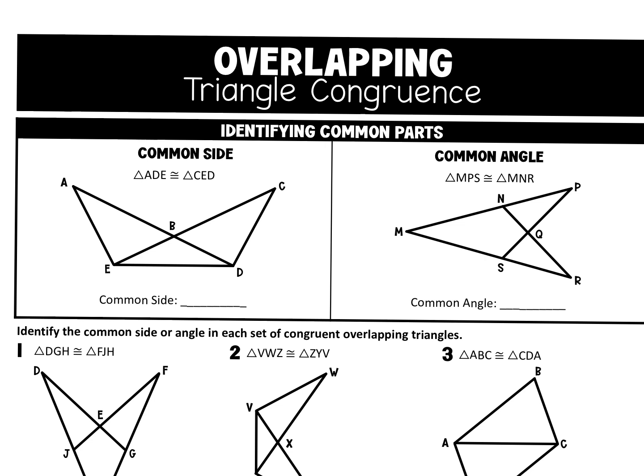Yesterday, we started talking about overlapping triangles, okay? Overlapping means they're sitting on top of each other, so they have common sides or common angles, okay? That's the main idea for today: understanding what triangles we're looking at and where they're connected. So focusing on common sides and common angles, I'm going to call them shared sides and shared angles, okay?